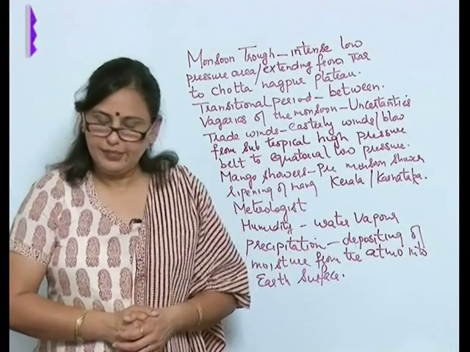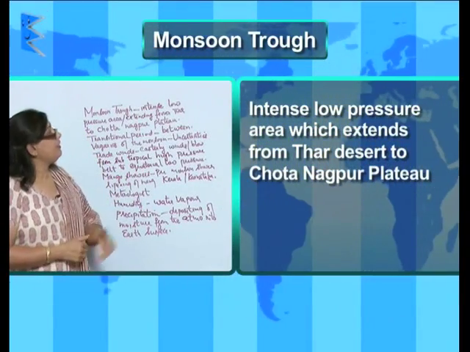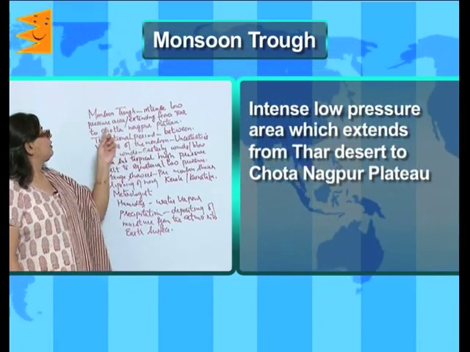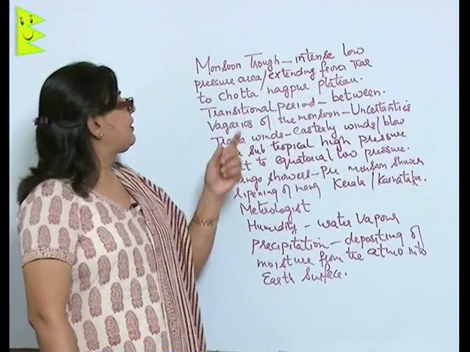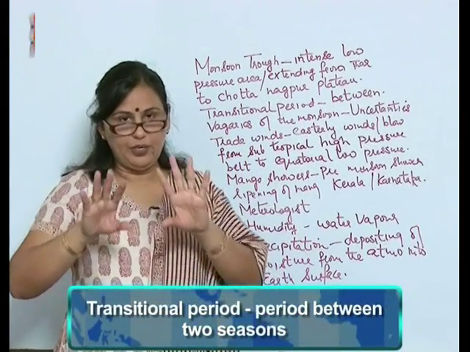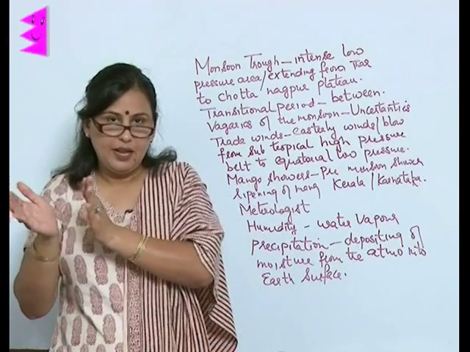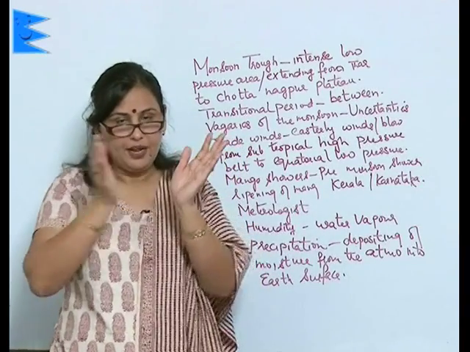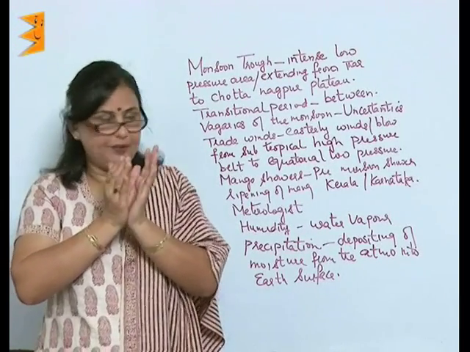Monsoon trough is the next word. It is in fact an intense low pressure area which extends from the Thar desert to the Chota Nagpur plateau. Next is the transitional period. The transitional period is actually the period between two seasons. That is when one season is coming to an end and the other season is yet to start. So, the season in between is called the transitional period.